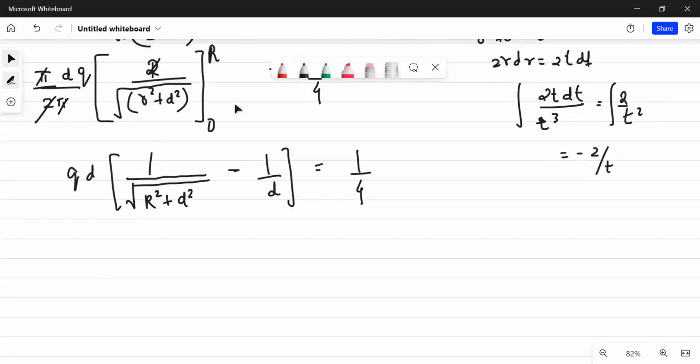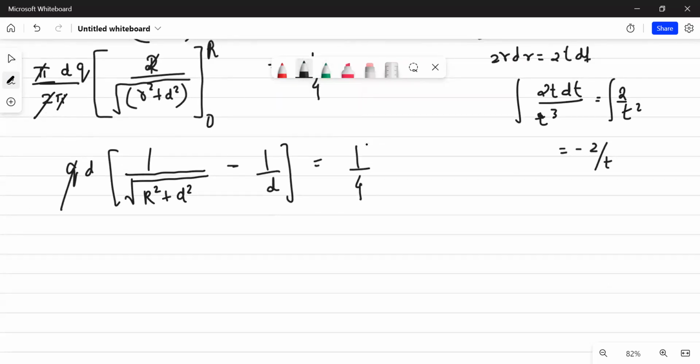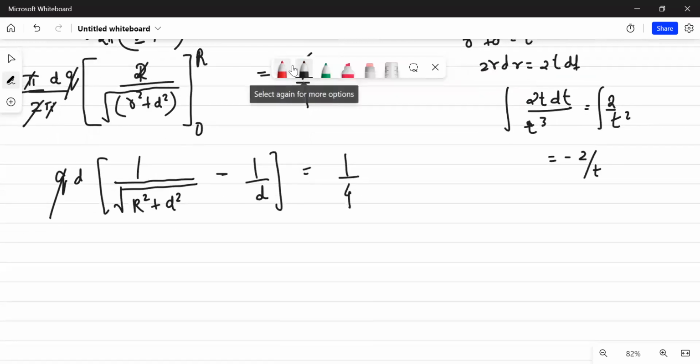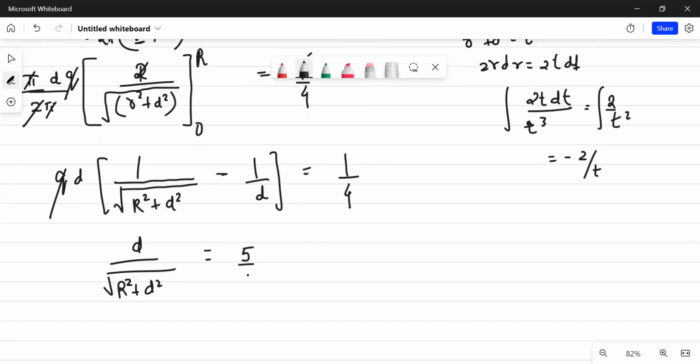What one can do is probably I can take this q in. I mean, this q gets cancelled. Sorry, q also gets cancelled. So this q gets cancelled with q, and what one finds is that d upon root over r square plus d square is equal to this, minus 1 would go there. So this would be like, I think there should be 5/4 there, if I'm not wrong. So if I want to find this d, I'll square it up. So on squaring, I'll get 16d square is equal to 25 r square plus 425 d square.